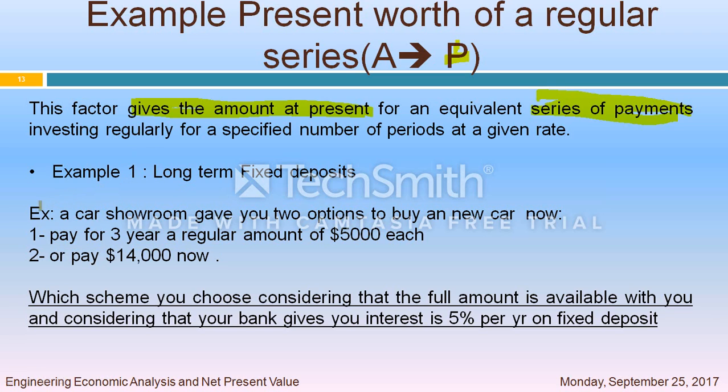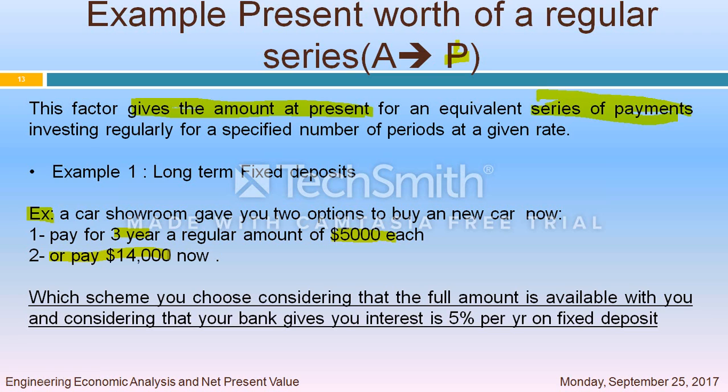But I tried to give a different example just to make it a little bit challenging. Say a car showroom gave you 2 options to buy a new car. So we have 2 options. First, pay for 3 years a regular amount of 5,000. So every year you have to come and give them 5,000 for 3 years. Or pay today 14,000. What would be the best scenario?